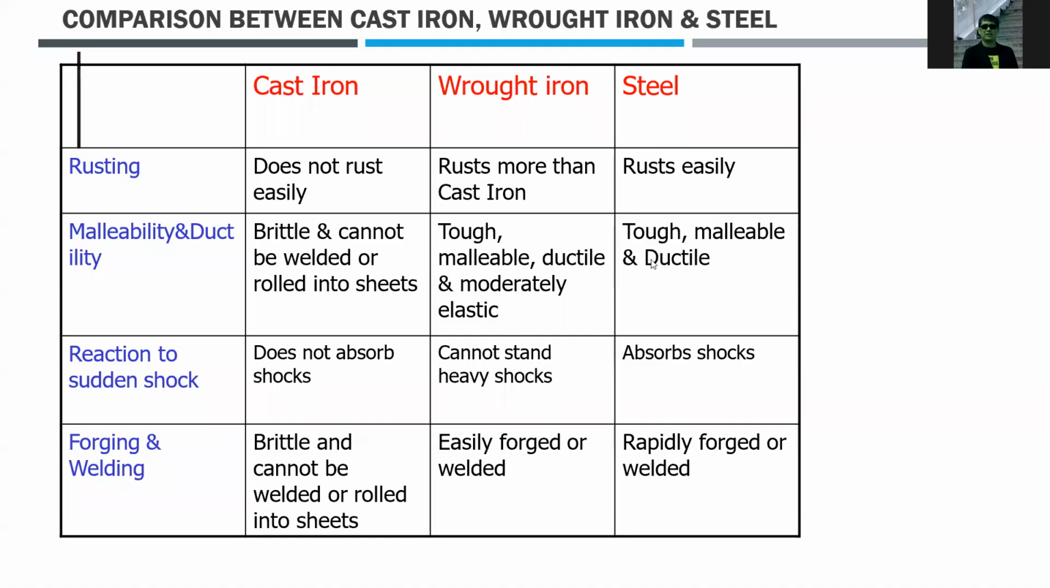Okay, so the cast iron doesn't absorb shock, and the rough iron cannot stand heavy shock, and the steel can absorb shocks. The cast iron is brittle and cannot be welded. So this is one thing that you should remember. The cast iron is brittle and cannot be welded or rolled into sheets. And the rough iron is easily forged or welded, and the steel is rapidly forged or welded. So the rough iron and the steel are the ones that can be welded. But the cast iron, you cannot weld.